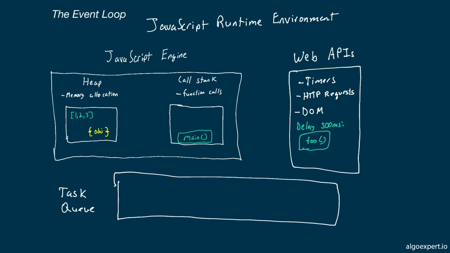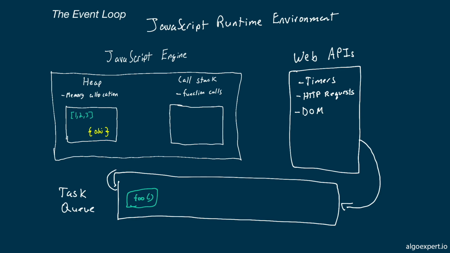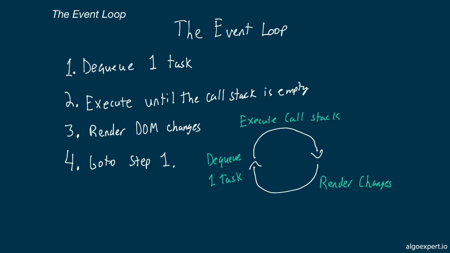Okay, so when the timeout delay finishes, the web API queues up the foo function in the task queue. And now the task queue will wait for the call stack to be empty. And once it is empty, it removes the first task from the queue, so the first one in line, and moves it onto the call stack to execute that code. So in this case, only once main completes and is popped off of the call stack would foo be moved onto the call stack from the task queue. And this overall process is known as the event loop.